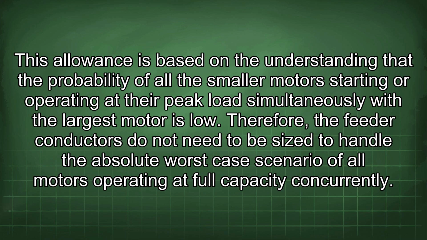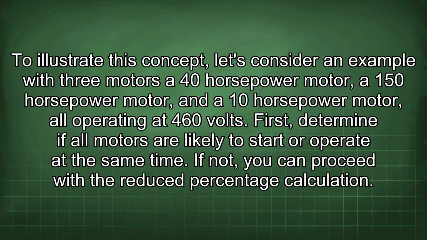This allowance is based on the understanding that the probability of all the smaller motors starting or operating at their peak load simultaneously with the largest motor is low. Therefore, the feeder conductors do not need to be sized to handle the absolute worst-case scenario of all motors operating at full capacity concurrently. To illustrate this concept, let's consider an example with 3 motors: a 40 horsepower motor, a 150 horsepower motor, and a 10 horsepower motor, all operating at 460 volts.